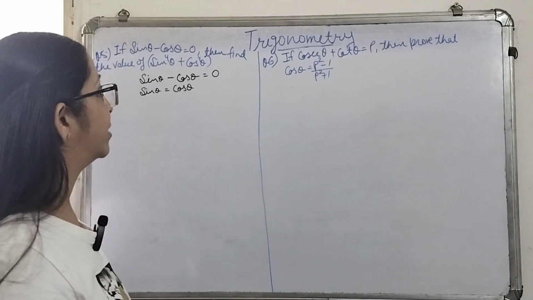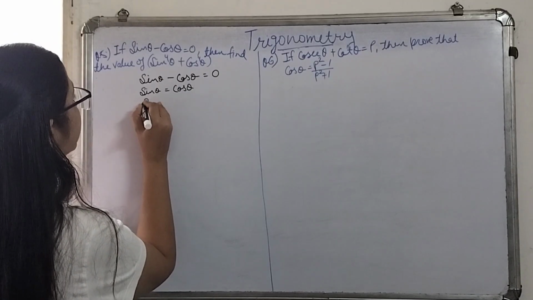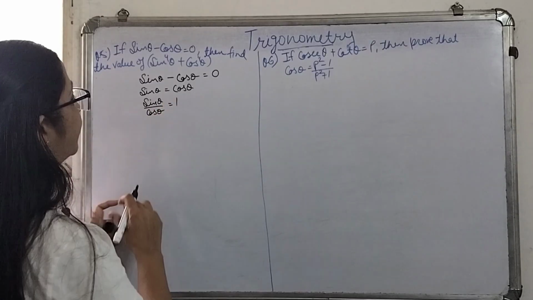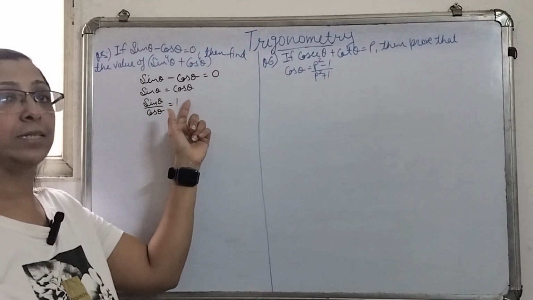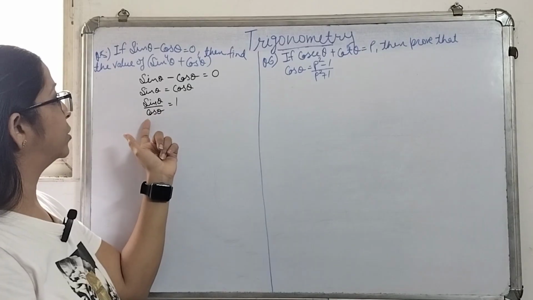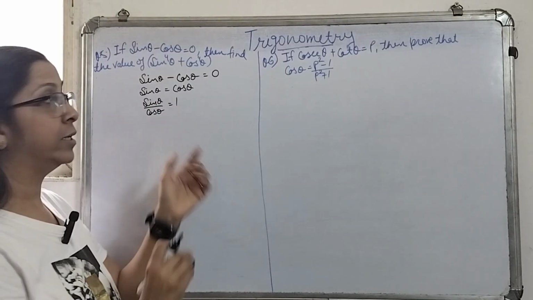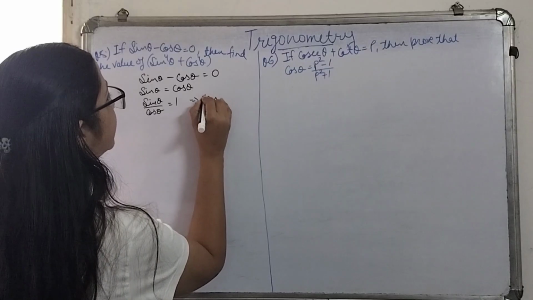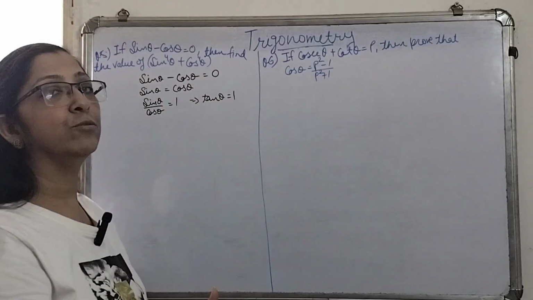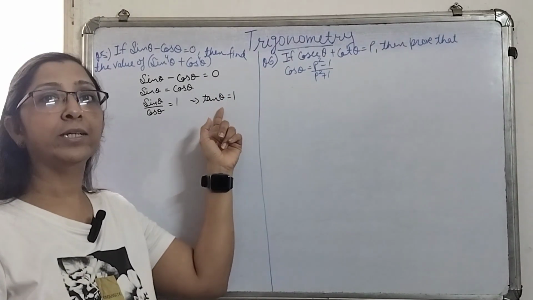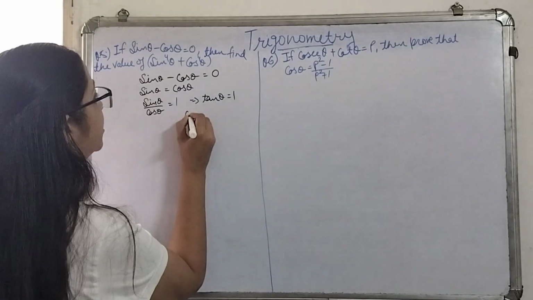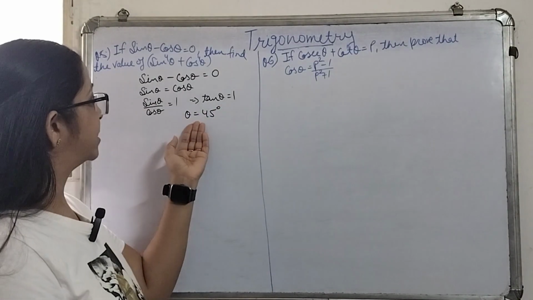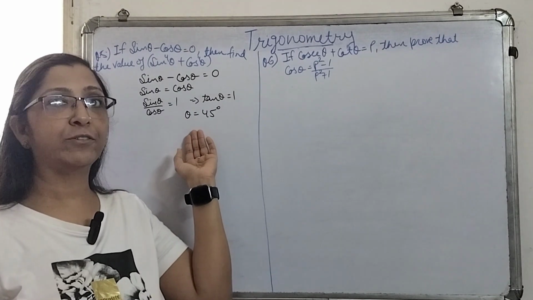Either from there we can find it out, or we can say that sin theta upon cos theta is equivalent to 1. If sin theta is equivalent to cos theta, that simply means sin theta upon cos theta is equivalent to 1, and sin theta upon cos theta could be written as tan theta. Tan theta is 1. If tan theta is 1, that simply means your theta is 45 degree. Now we have decided that the value of theta is 45 degree.